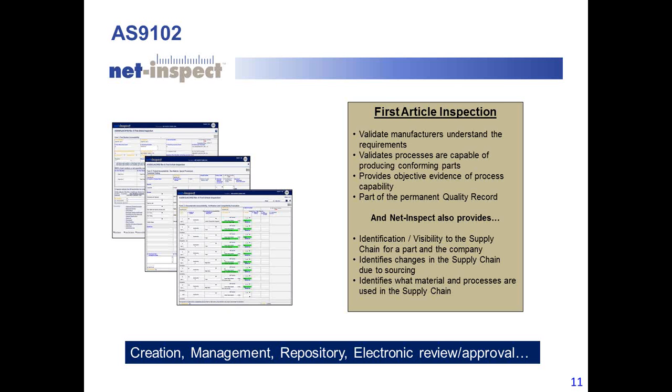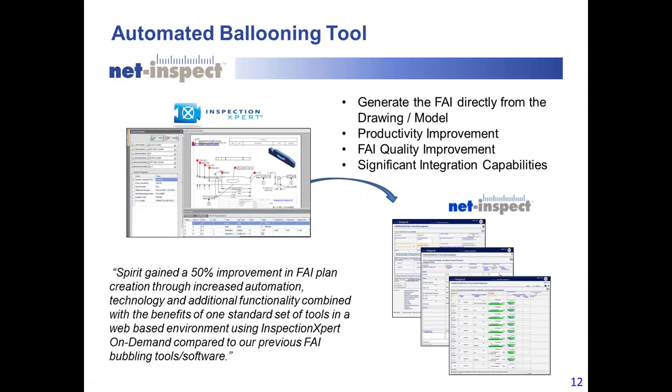As we talked about, InspectionXpert does have an automated ballooning tool. Gretchen just did a great demo of that, and it allows you to improve your productivity and your quality by creating the first article directly into NetInspect. You can see that one of our customers, Spirit Aerosystems, has identified at least a 50% improvement in the FAI plan creation through the use of that tool. And we're getting broader and broader customer comments talking about the value of the tool and how it gets the data into NetInspect.